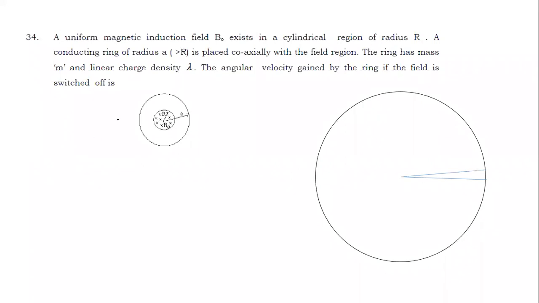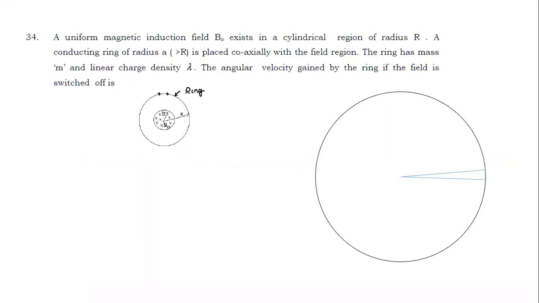Now coming to this question: uniform magnetic field B exists in the cylindrical region. And there is a conducting ring, which is placed here. This ring has a mass m and a linear charge density of lambda. So not only mass, it has a linear charge density, and it doesn't matter which sign we take, it has some charge here. We need the angular velocity gained by the ring if the field is switched off.